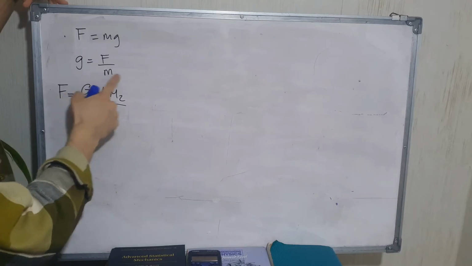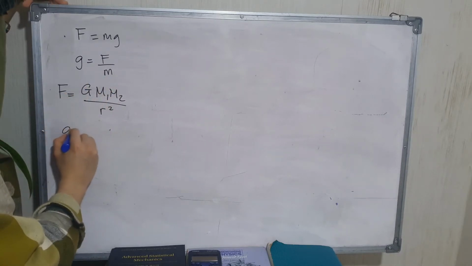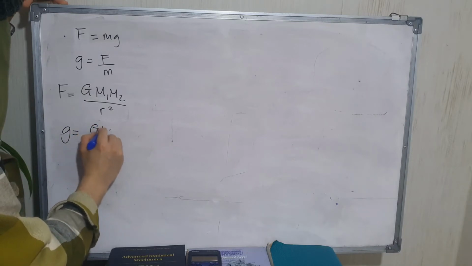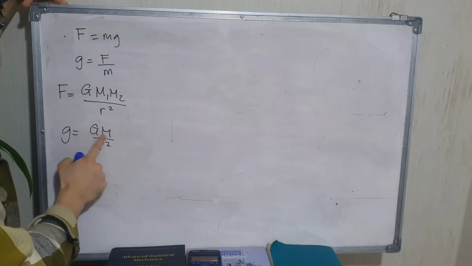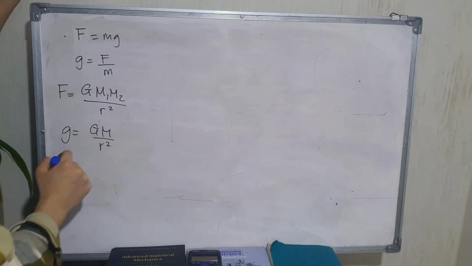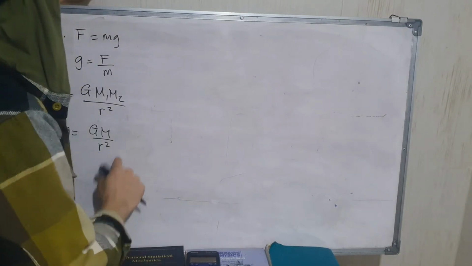And if you're dividing by one of the m's, so g is equal to big G times big M over r squared, one of the masses. Okay, so what do we do next? All right, so what is that in terms of Vg?